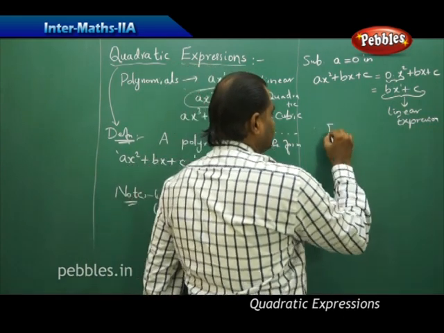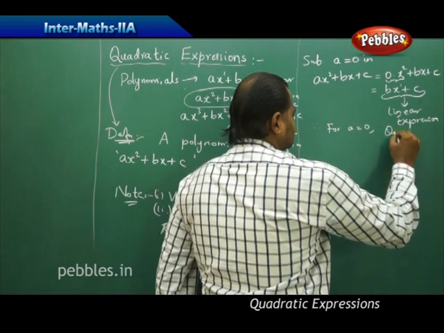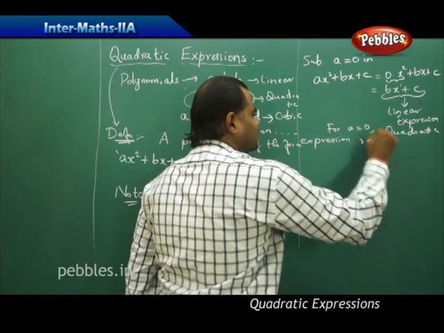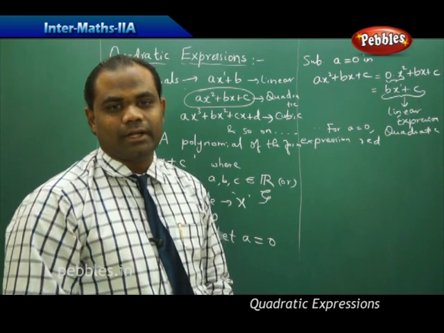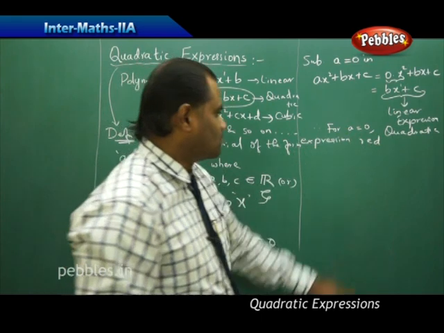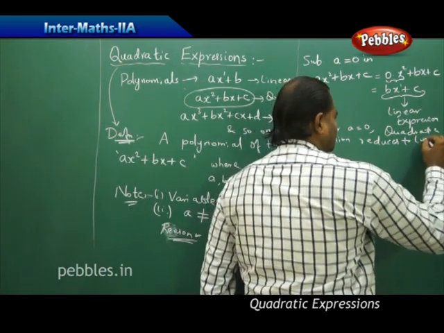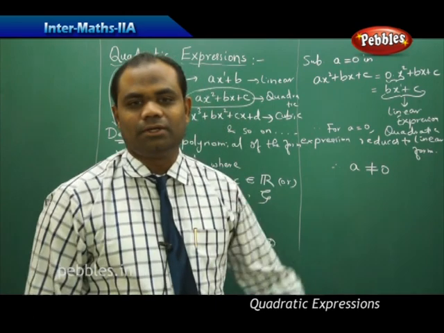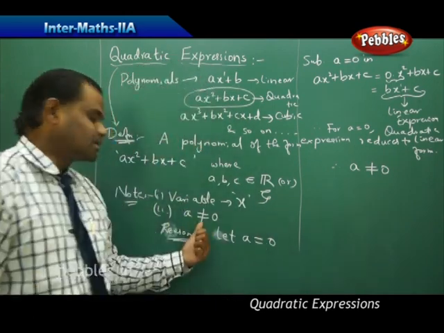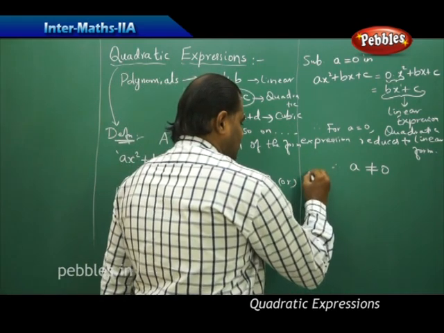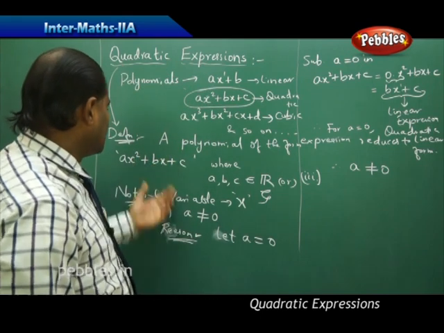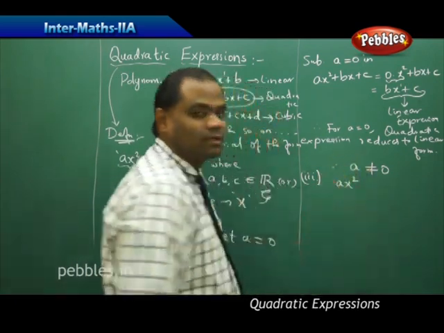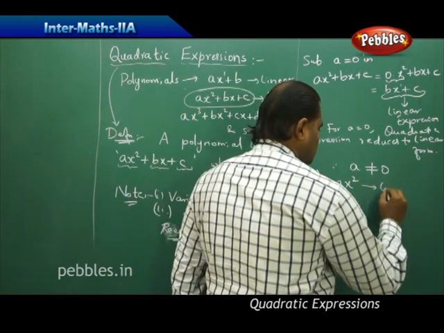Therefore, for a equal to 0, quadratic expression reduces to linear expression in any case of b and c, irrespective of the values of b and c. Therefore, for a equal to 0, quadratic expression reduces to linear form. Therefore, my final condition is that a should not be equal to 0, is what I support with the second point. My third note about the quadratic expressions is that when I take each of them split separately, the first term, ax squared, is called the quadratic term.